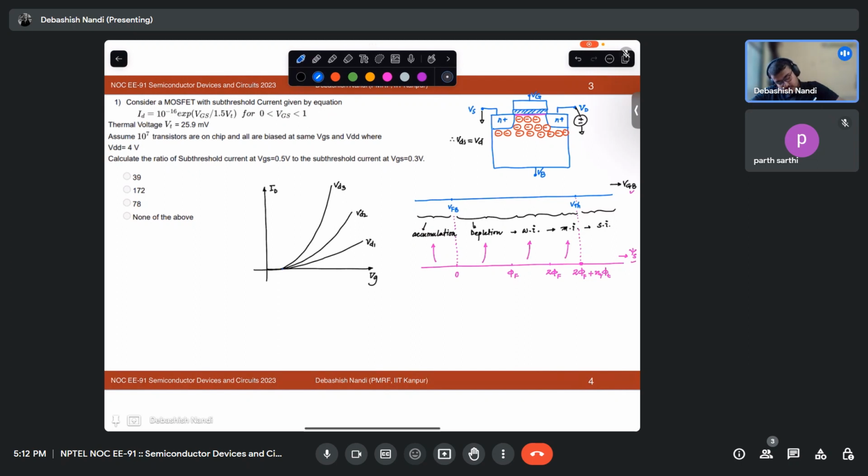Okay, so your threshold voltage would be somewhere here. This is your threshold voltage. So what do we mean by this region? This region we call inversion, or more precisely strong inversion, and below that, whatever is on this side, we call subthreshold.